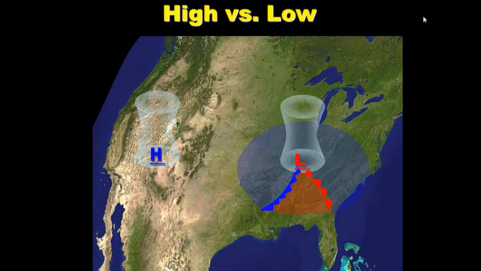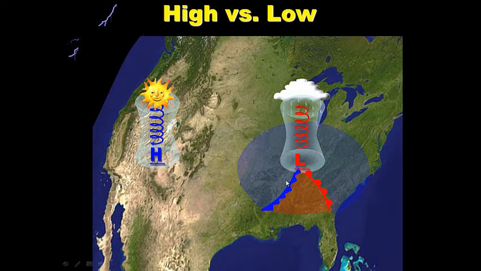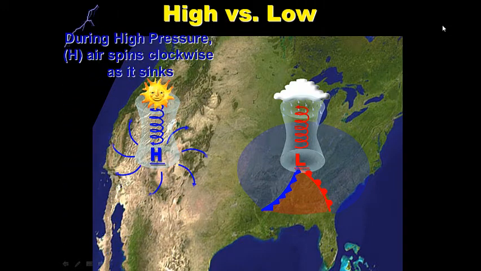Let's look at the high and the low pressure systems here. In high pressure, air is sinking, and in low pressure, air is rising. So sunny weather over here, cloudy weather over here. But notice we have these fronts here. What's going on over here? We're going to investigate that a little more in depth. So high and low pressure systems are essentially how air is moving. Remember though, air is moving from high to low pressure. So the wind is moving this way across the United States. Wind is flowing from high to low pressure and then going up. During high pressure, air spins clockwise as it sinks.